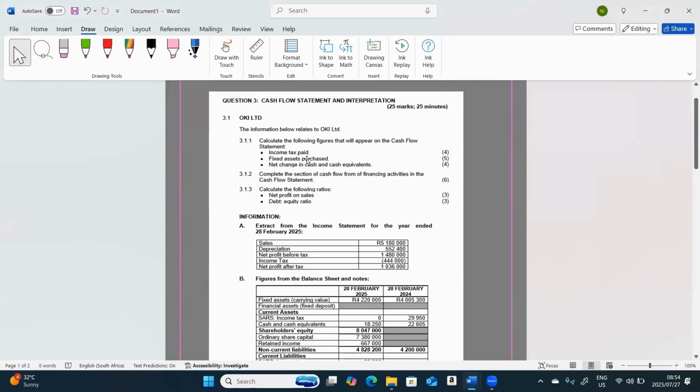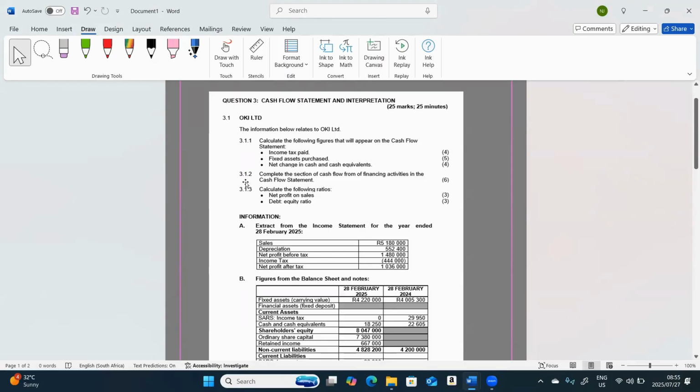Your income tax paid, so the actual cash outflow on income tax that was paid, for 4 marks. The fixed assets purchased, once again purchased, that will be a cash outflow, for 5 marks. And the net change in cash and cash equivalents, which will be 4 marks. This is obviously the difference between your cash balance at the beginning of the year and your cash balance at the end of the year.